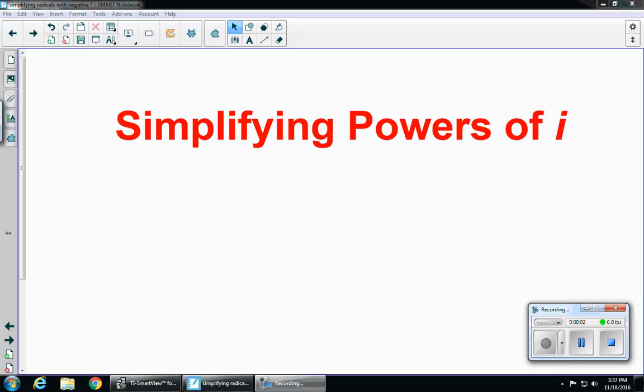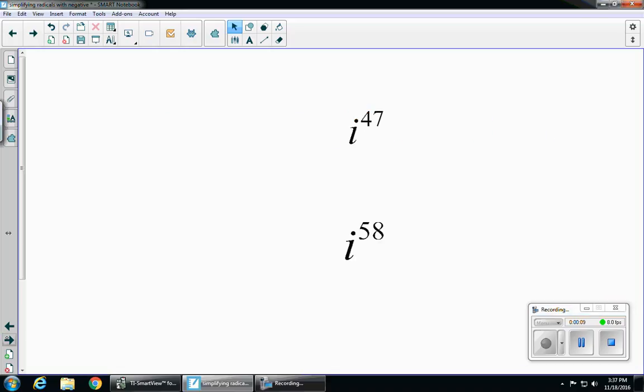This video is on simplifying powers of i, and I'm going to show you how to use the calculator to do that. So first thing, whether you use your calculator or not, it's important that you should know some key things about i's. For example, i to the 0 is 1 because anything to the 0 power is 1. 6 to the 0, 712 to the 0, it doesn't matter.